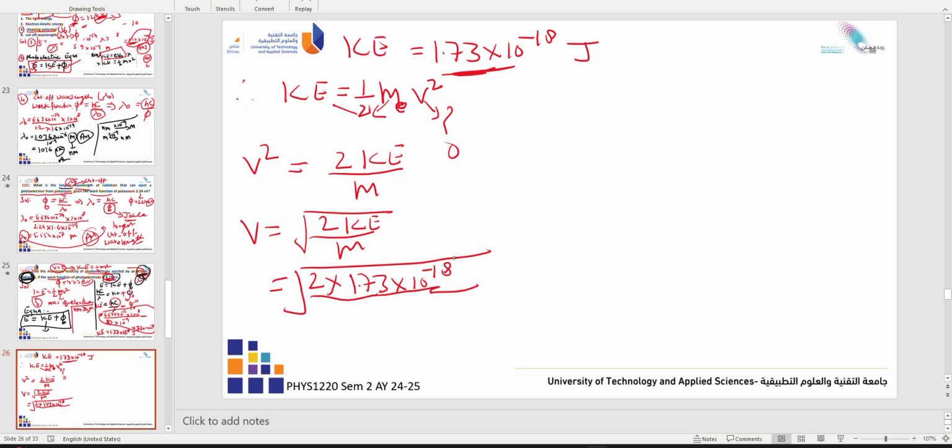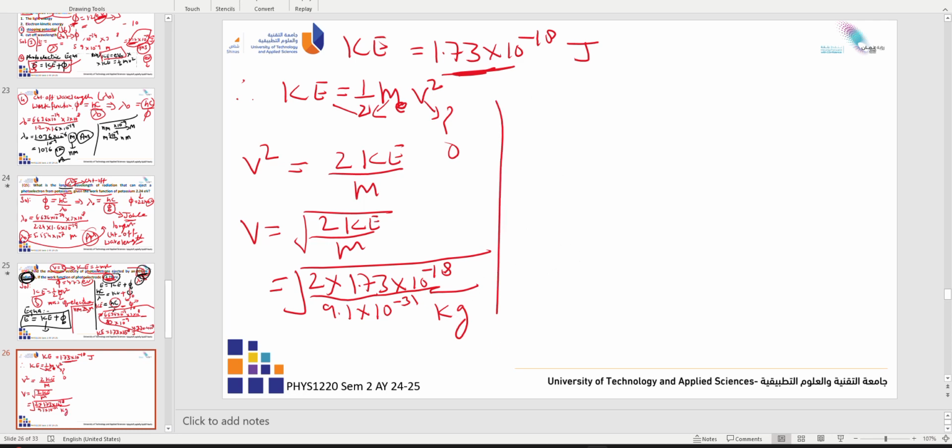As I told you, the mass of the electron is a constant number. It will also be given in the exam, no need to memorize. I know, so I am writing the value of the mass of the electron: 9.1 multiplied by 10 to the power minus 31 in the unit of kilogram.